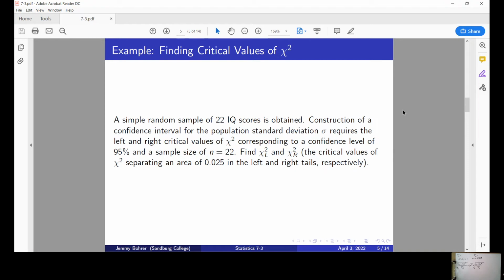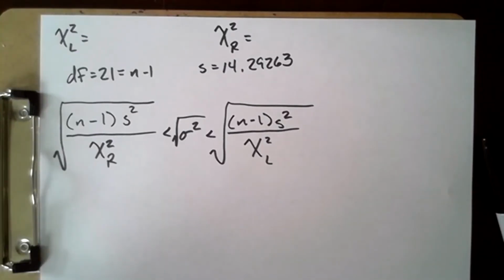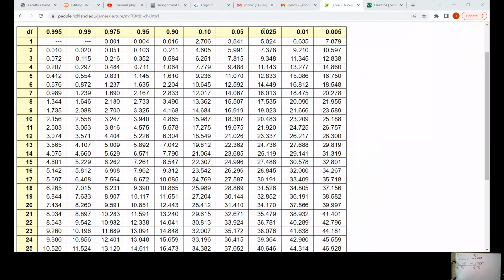Find chi-square L and chi-square R, the critical values of chi-square, separating an area of 0.025 in the left and right tails, respectively. To do this, we'll go to a chi-square table, which we will find over here. We are looking for values for chi-square L. We're going to look in this 0.975 column. For chi-square R, we'll look in this 0.025 column.